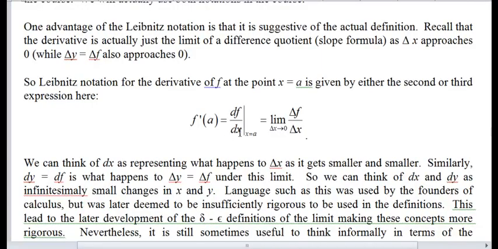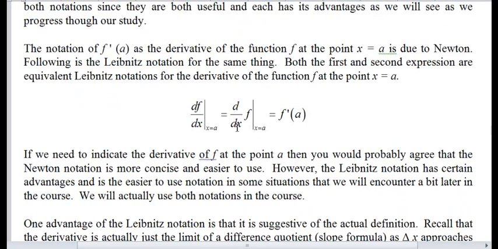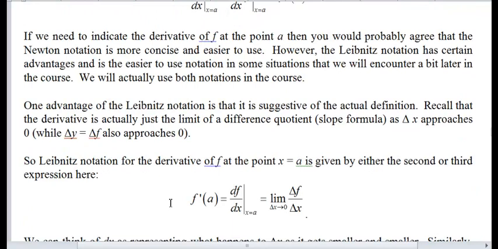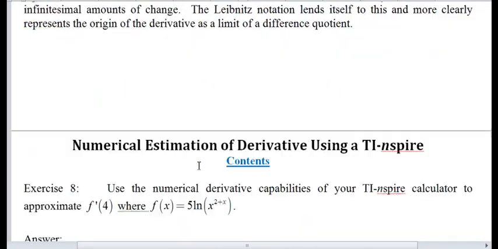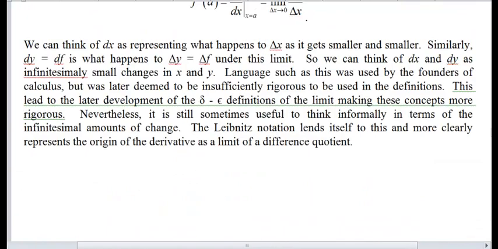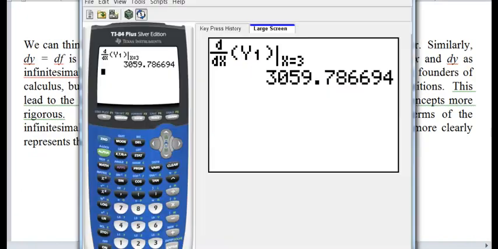We're also going to think of d over dx as what's called a differential operator. It means take the derivative of f and evaluate that at x equals a. We'll talk more about that interpretation a little bit. But why I wanted to say that at this point is that is exactly what the newer notation looks like on the calculator. It looks like Leibniz notation.